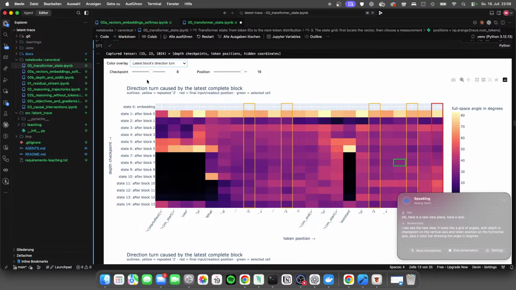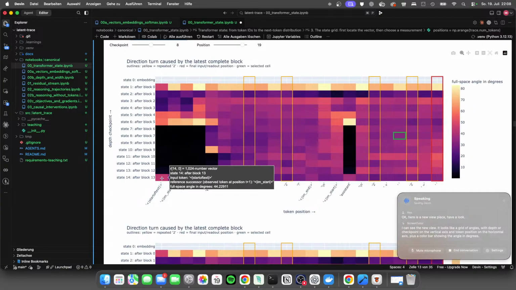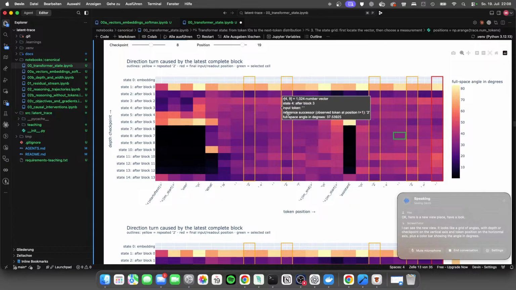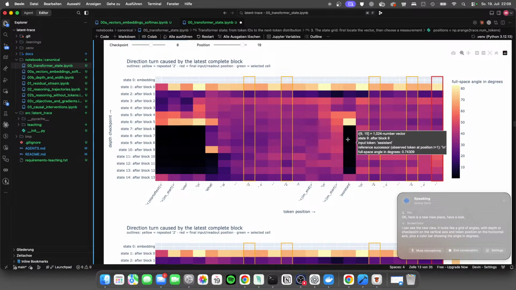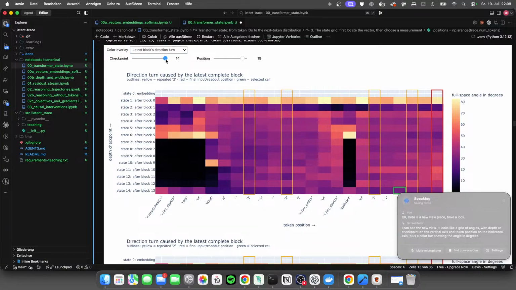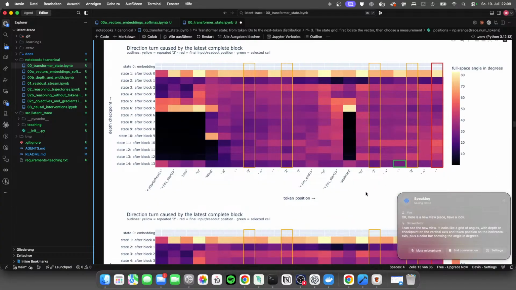It looks like a grid of angles with depth or checkpoint on the vertical axis and token position on the horizontal axis, plus a color bar showing the angle in degrees. The title suggests it's the direction turn caused by the latest complete block. So each cell is showing how much the newest block changed the direction of the state at that token position. Brighter or warmer colors mean a bigger turn, darker colors mean a smaller turn. If you adjust the checkpoint or position controls, you should see how different layers or positions get bigger or smaller updates. That helps you spot which parts of the sequence are being strongly revised by the latest block.